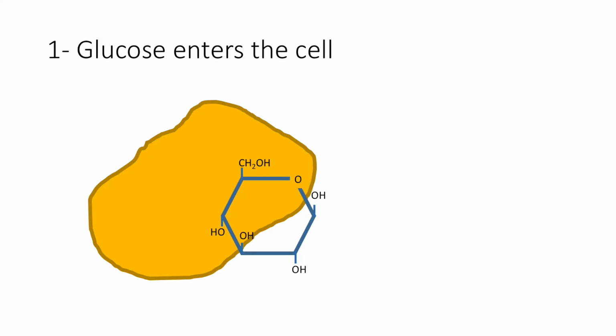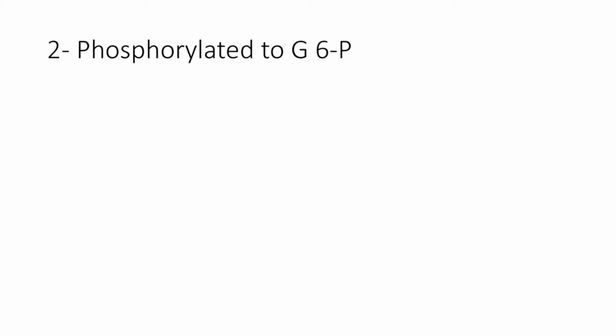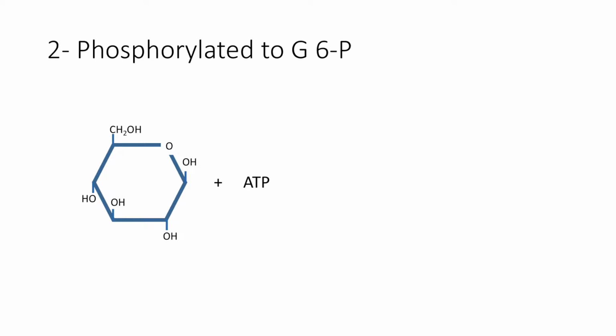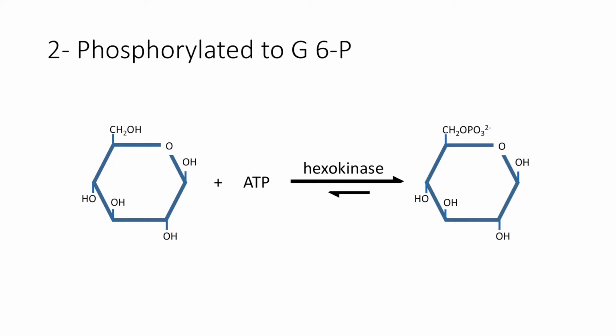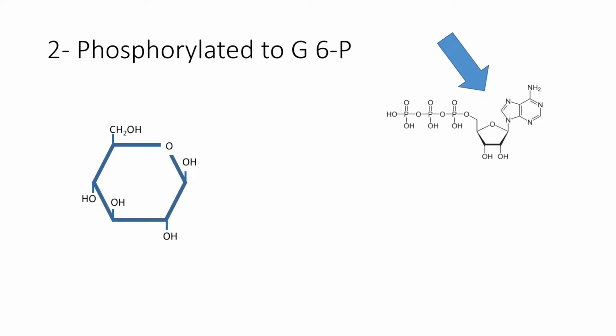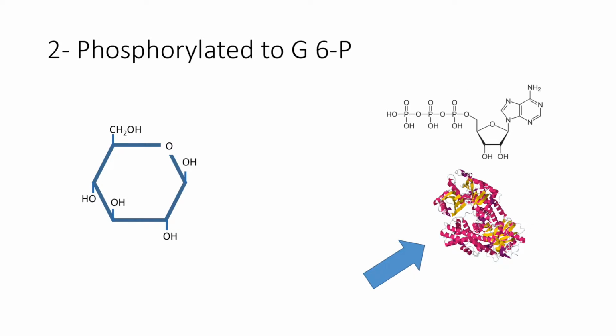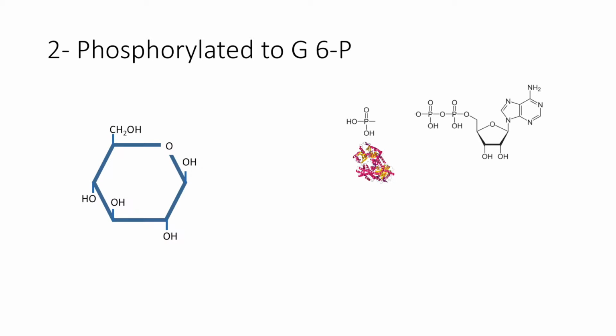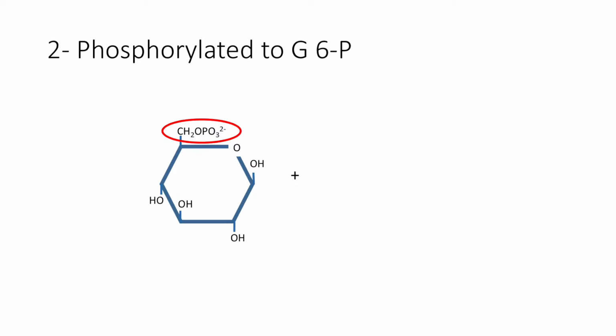The glucose molecule is then phosphorylated to form glucose 6-phosphate with the help of ATP and the enzyme hexokinase. ATP provides the phosphate group for the phosphorylation of glucose, and the enzyme hexokinase catalyzes the transfer of the phosphoryl group from ATP to glucose. The result is a glucose 6-phosphate molecule, a proton, and ADP.